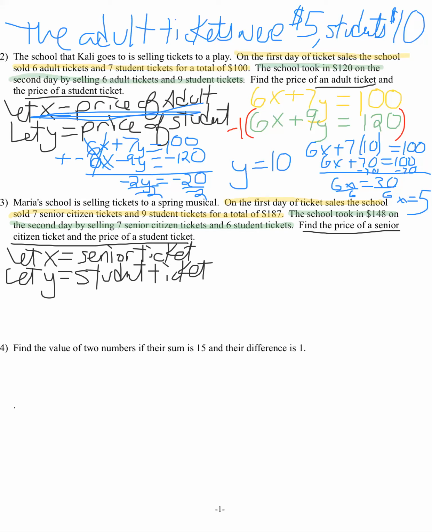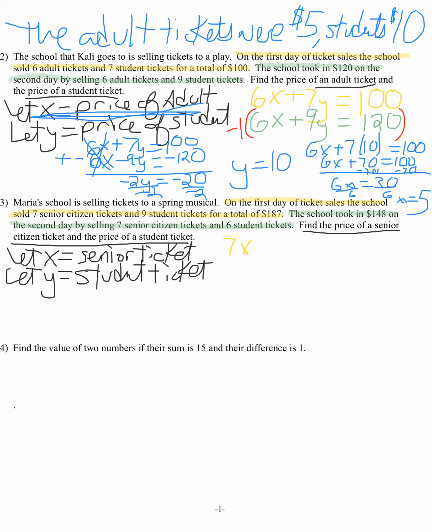Okay, so now just like I did before, I'm going to take the yellow sentence and turn it into an equation, and I'll take the green sentence and turn it into an equation. So let's switch back to yellow. On the first day of ticket sales, the school sold 7 senior citizen tickets. So that's going to be 7 times however much the senior citizen tickets cost, which I don't know yet, but I've labeled it as X.